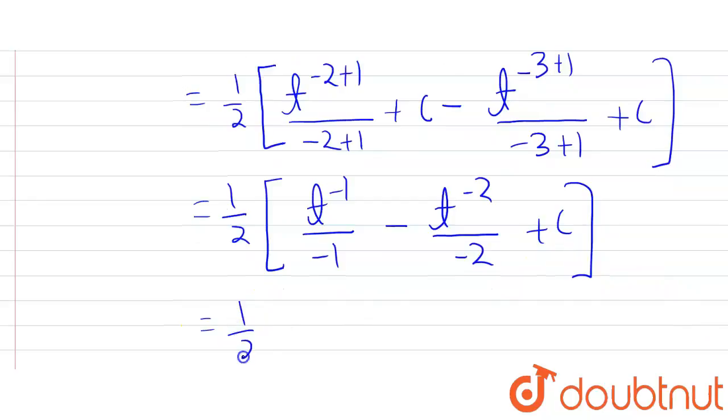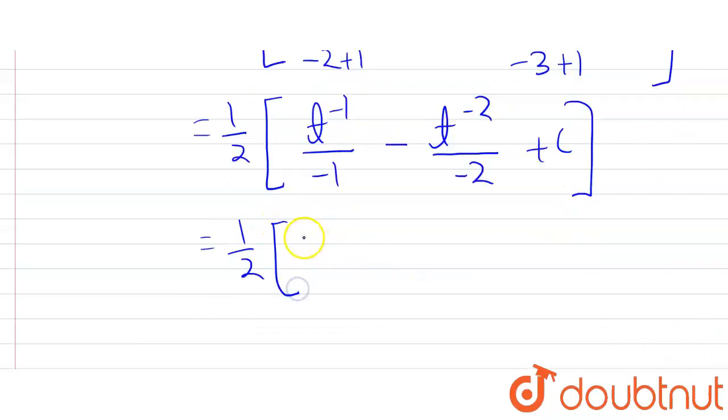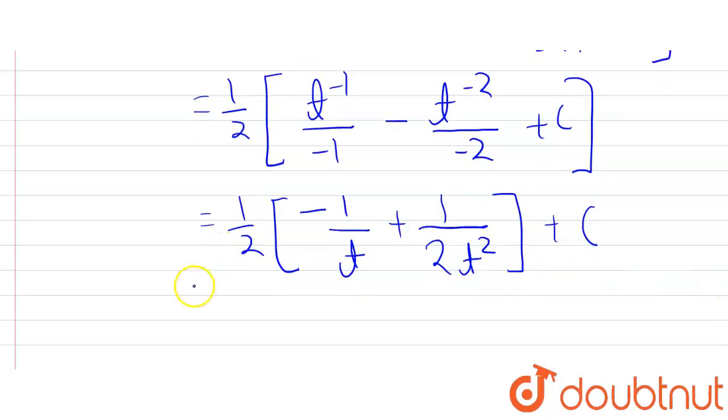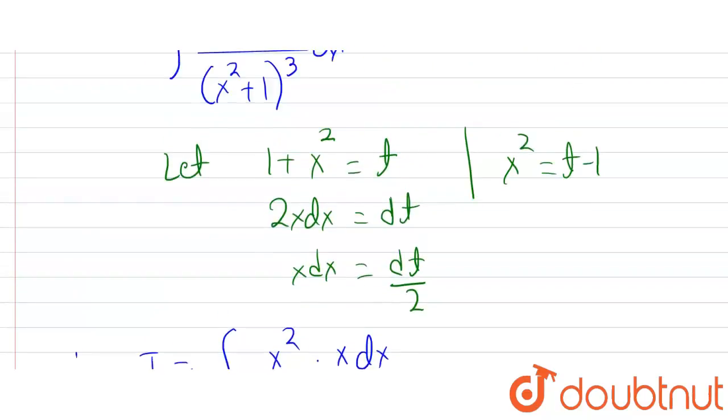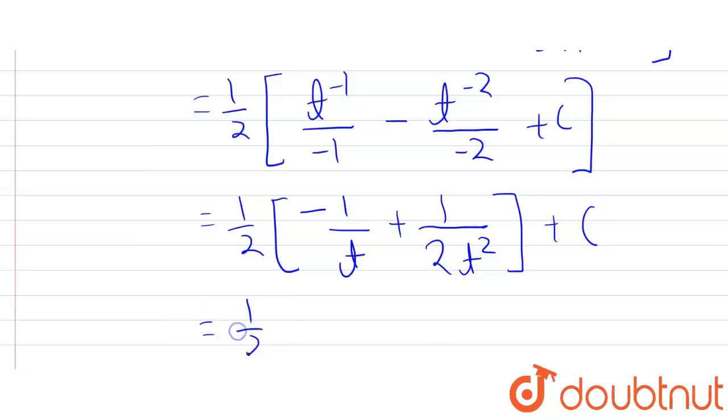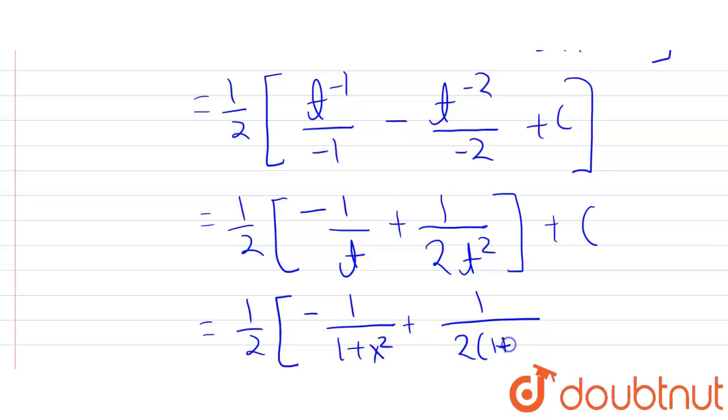Now over here it will be 1 upon 2. This can be written as minus 1. T to the power minus 1 is 1 upon t, so we write 1 upon t. Minus minus is plus. T to the power minus 2 is 1 upon t square, therefore we write 1 upon 2 t square, plus c. Now let's put the value of t, which is 1 plus x square. Therefore we write 1 upon 2 times minus 1 upon 1 plus x square, plus 1 upon 2 into 1 plus x square whole square, plus c.